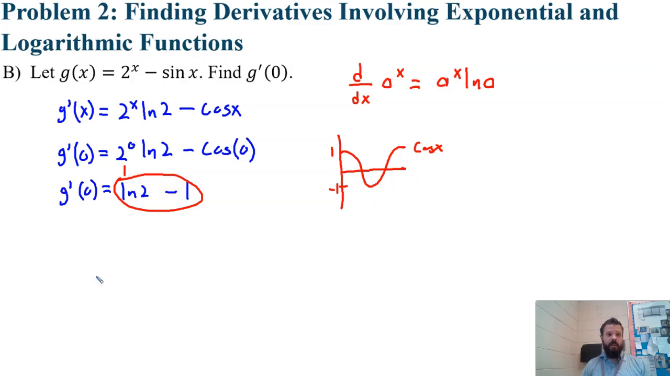Parts C and D are similar questions, utilizing those other derivative formulas. Why don't you take a couple minutes here, pause the video, try to work through C and D, and then hit play to check your answer.